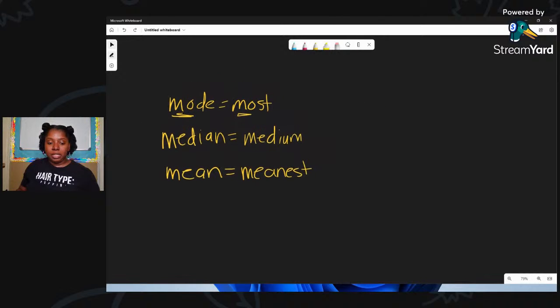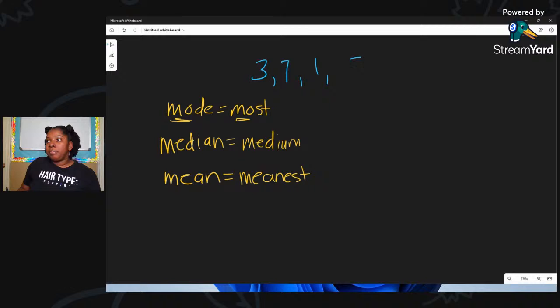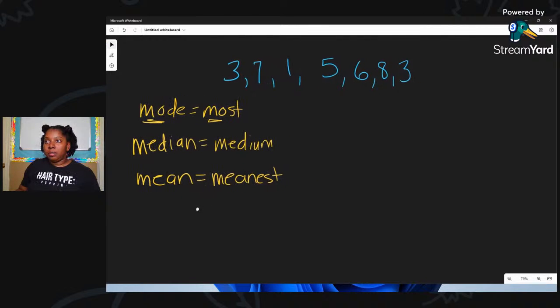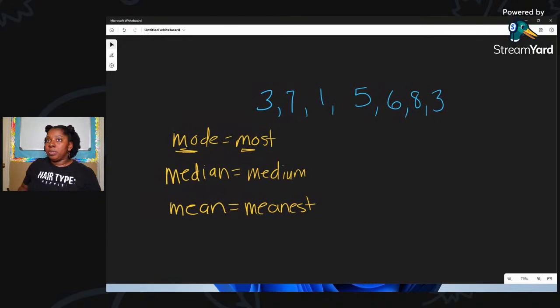So let me move this to the side and get back here. Okay, so if I have numbers like 3, 7, 1, 5, 6, 8, 3. Y'all can't see that anymore. Let me write these numbers smaller because I can't see it.